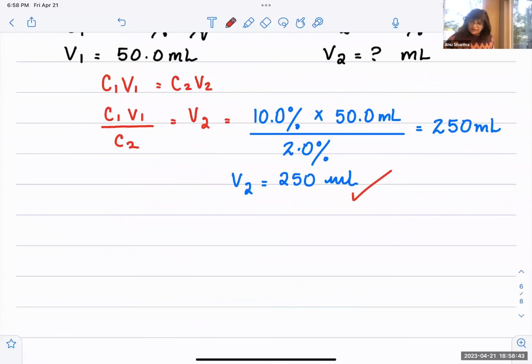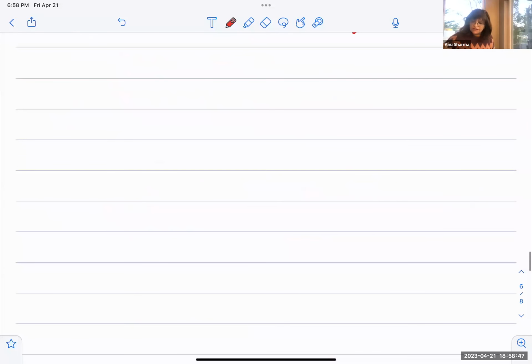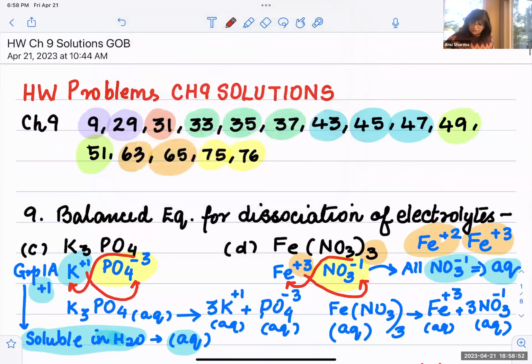All right, so the next one is going to be on the last part, which is the colligative properties. The next questions on colligative properties will be in the next video.